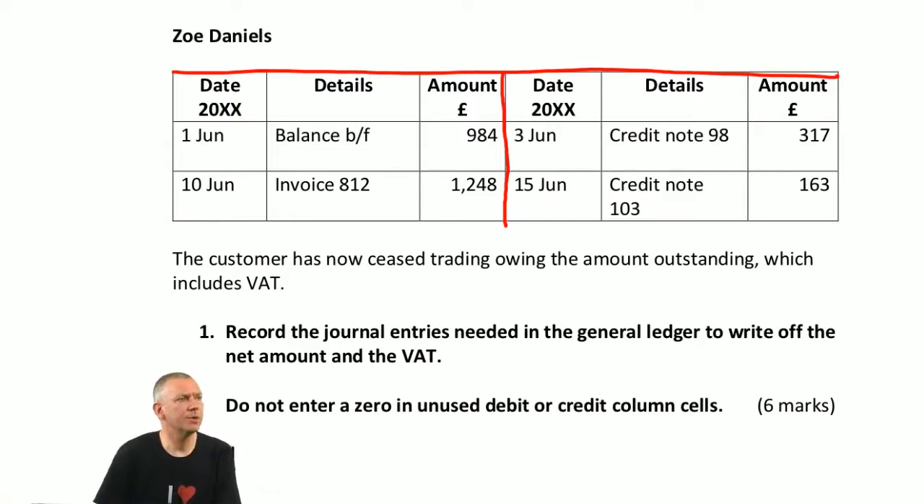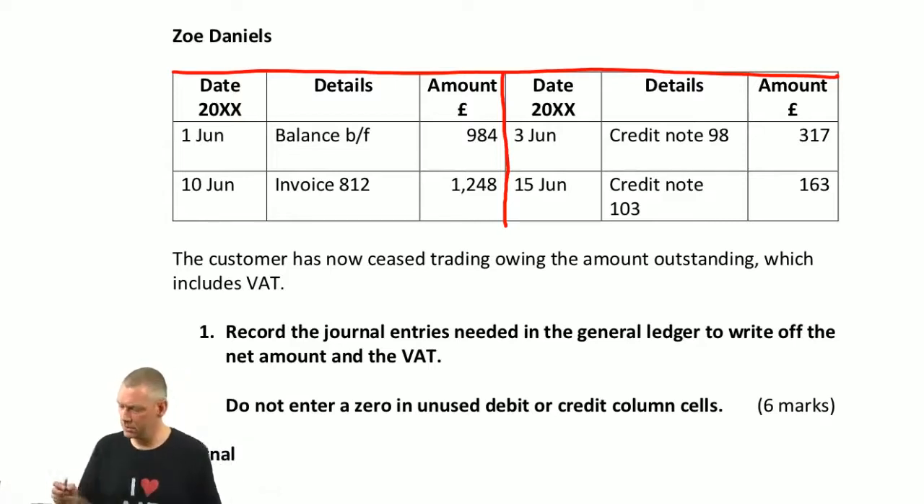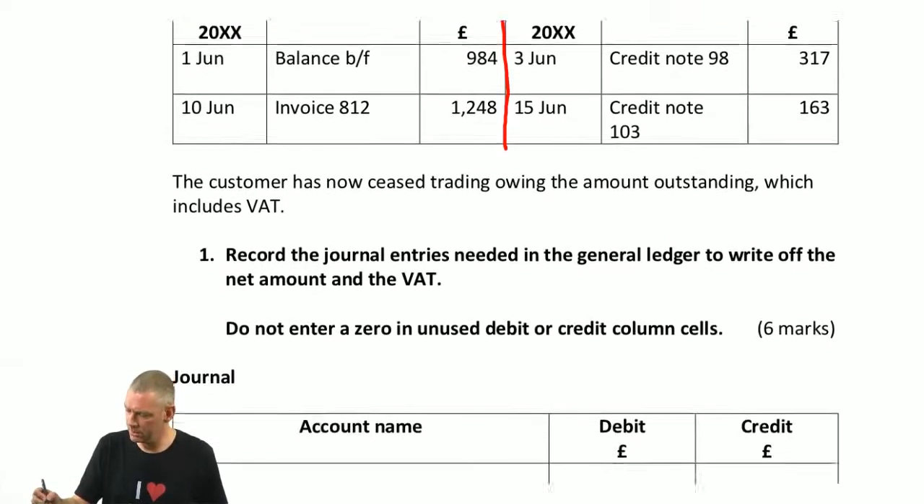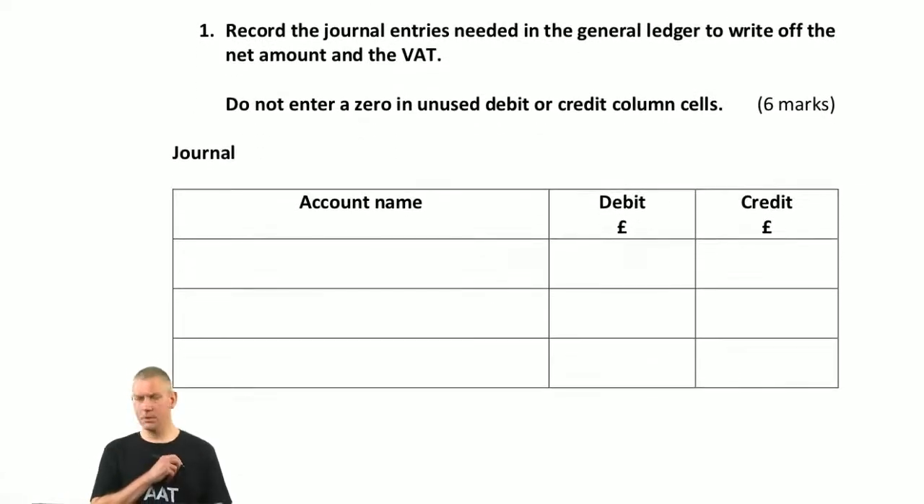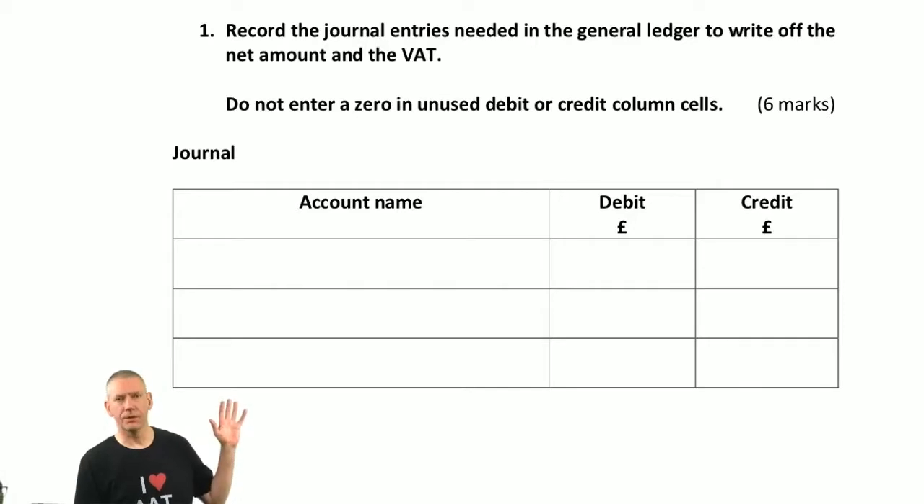So I'm going to record the journal. Let me just use this thing so Justin can use the mouse. There we go. There's a big hint there, isn't there, in that you've got 3 lines. So we've got debit this, credit that.